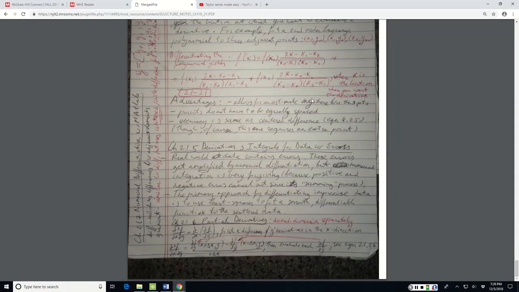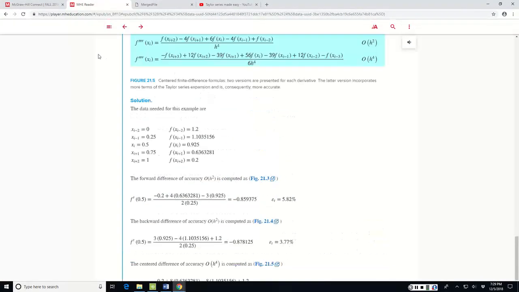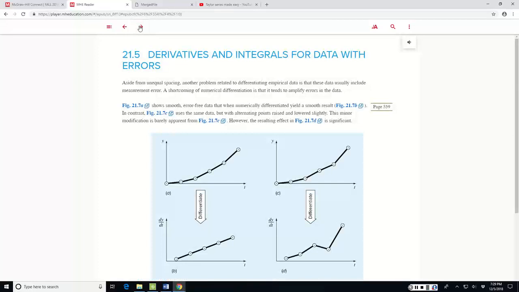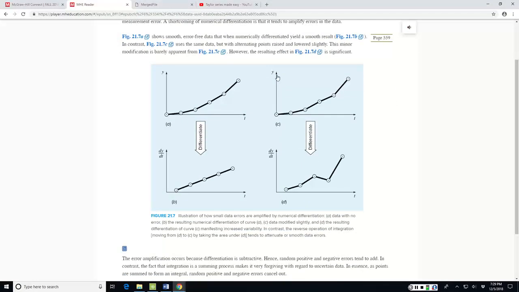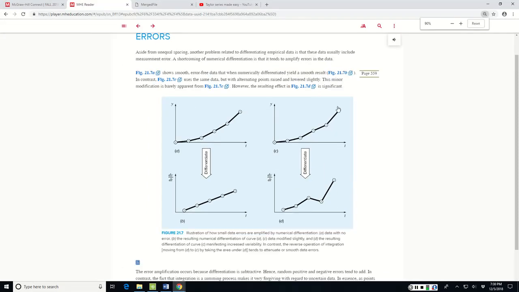And then the final thing that they say, and this is shown here. So the final thing that they say is they basically tell you which one is more sensitive to error in the data, differentiation or integration. And the answer is that differentiation is more sensitive to the error.